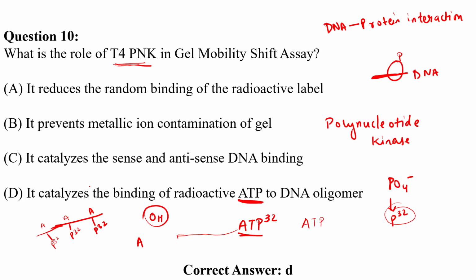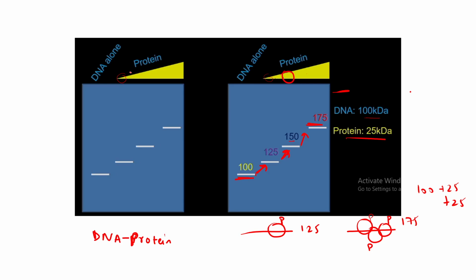Okay ma'am. So the phosphate of ATP will be radioactive labeled. Yes, the phosphate of ATP will be radioactive labeled, and that ATP will get incorporated in your DNA oligomer. So let's say, here in this figure, I have the DNA molecule, right? And then I am adding protein to the DNA molecule. So before this incubation of protein with the DNA, I have to label this DNA. Then only I can visualize it in the gel.